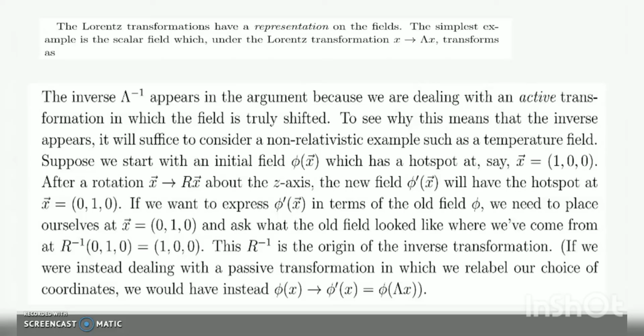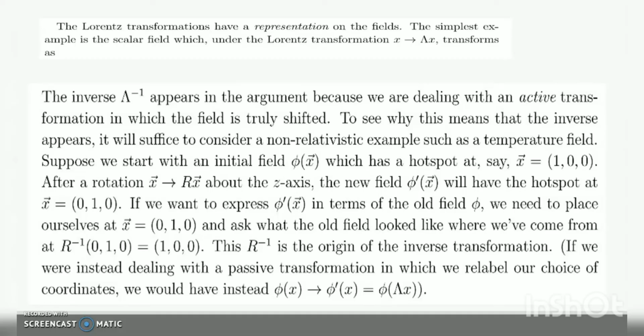Suppose we start with an initial field phi of x vector which has a hotspot, say x vector equal to (1, 0, 0), and after a rotation x vector is (0, 1, 0). We ask what the old field looked like, where we have come from: R inverse applied to (0, 1, 0) is equal to (1, 0, 0). This R inverse is the origin of the inverse transformations.